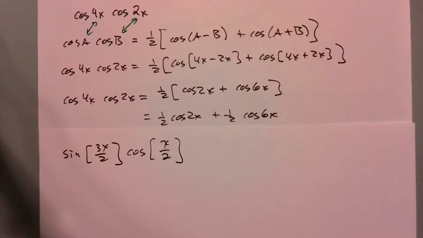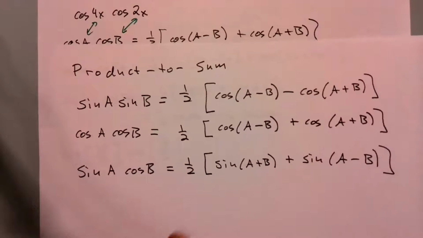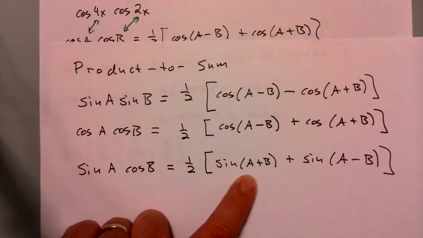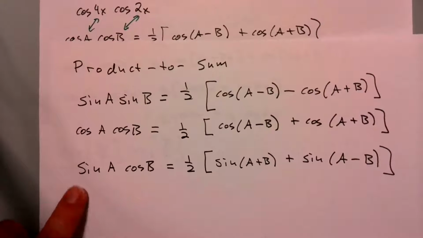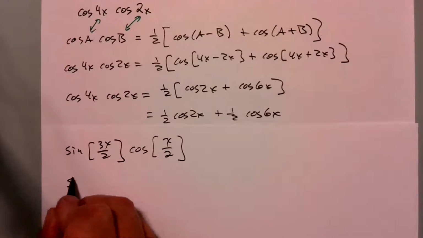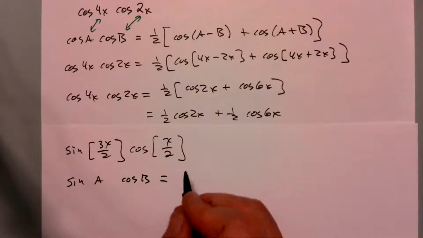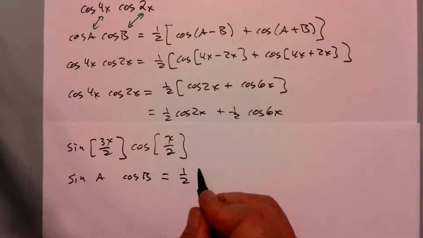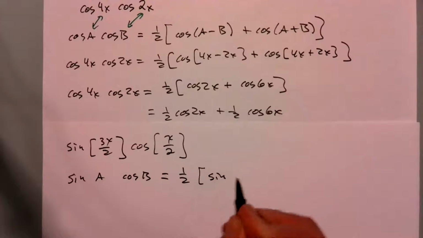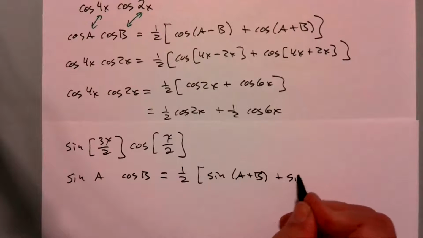Okay, so this time I have sine A times cos B. Let's take a look at our sheet to see which identity we need. Sine A times cos B is right there, 1/2 sine A plus B plus sine A minus B. So I'm going to write that down underneath my problem. So writing the identity down, sine A cos B equals 1/2 sine of A plus B plus sine of A minus B.